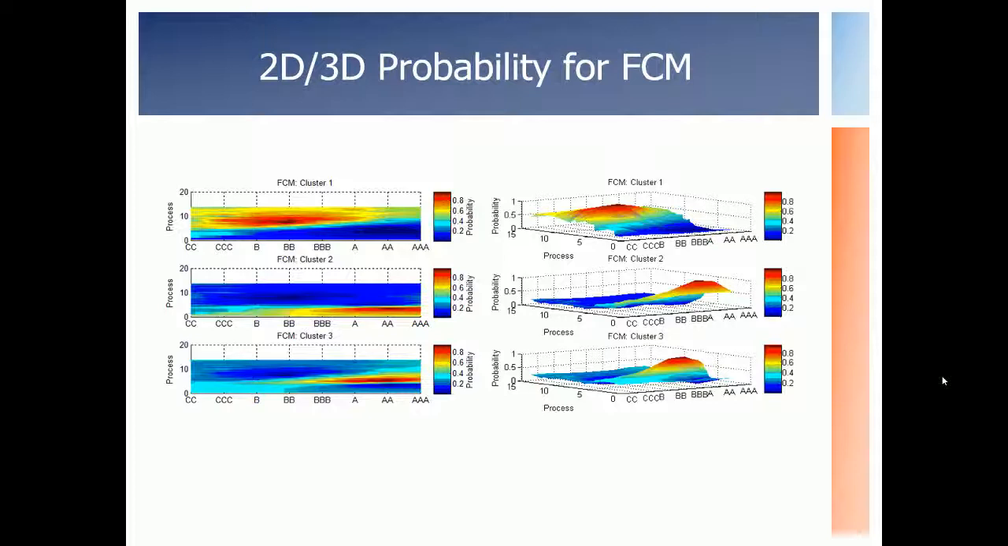We can have a 2D and 3D view of the membership grades between different clusters along two dimensions, namely manufacturing process and rating.